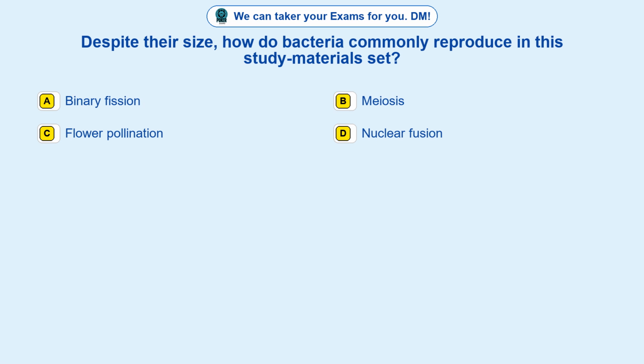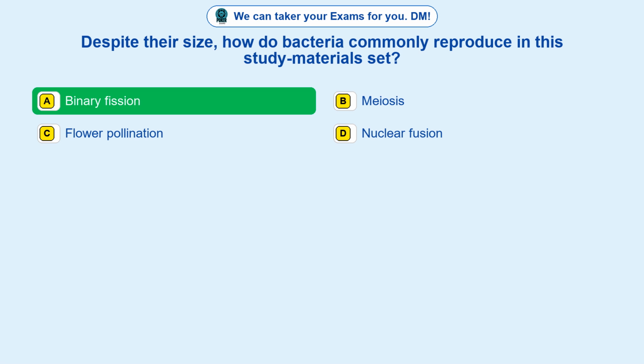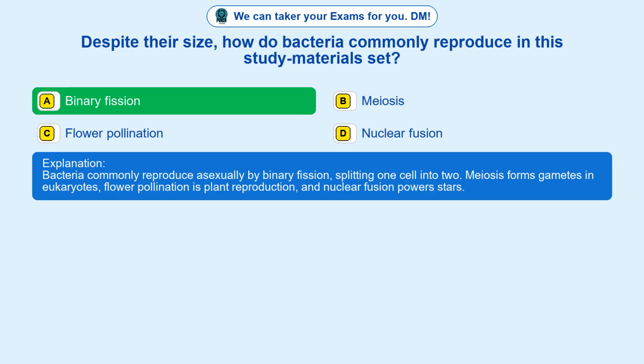Question 25. Despite their size, how do bacteria commonly reproduce in this study material set? Option A, binary fission. Option B, meiosis. Option C, flower pollination. Option D, nuclear fusion. The correct answer is option A. Binary fission. Bacteria commonly reproduce asexually by binary fission, splitting one cell into 2. Meiosis forms gametes in eukaryotes, flower pollination is plant reproduction, and nuclear fusion powers stars.